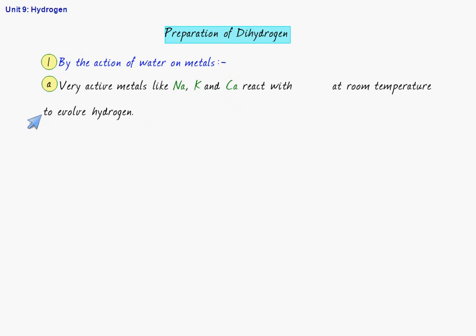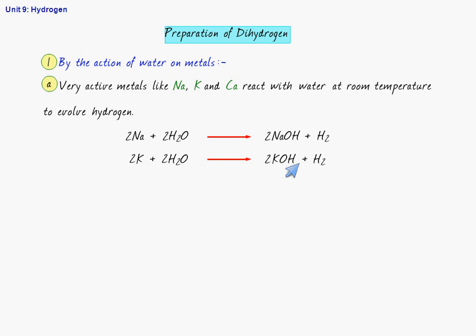The reaction is 2Na plus 2H2O gives 2NaOH plus H2. Similarly, 2K plus 2H2O gives 2KOH plus H2. Now these reactions are highly vigorous and exothermic, and therefore the hydrogen evolved catches fire.